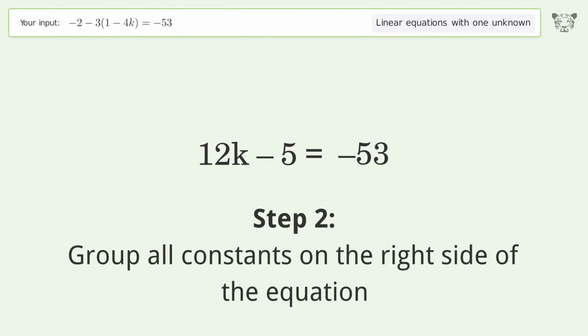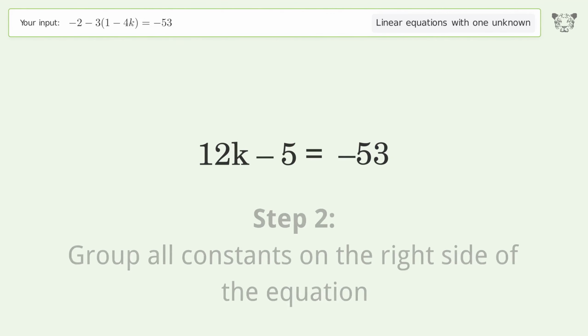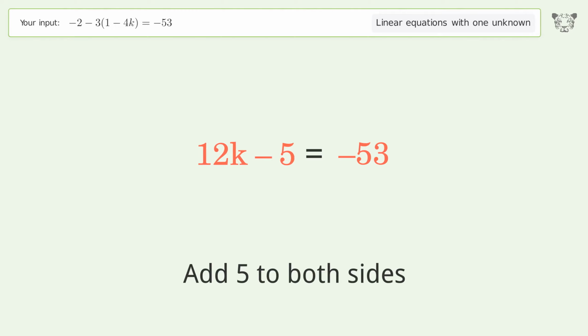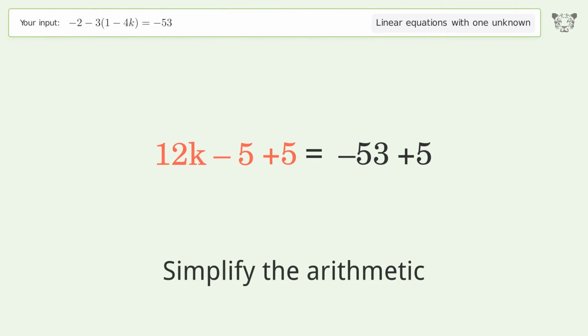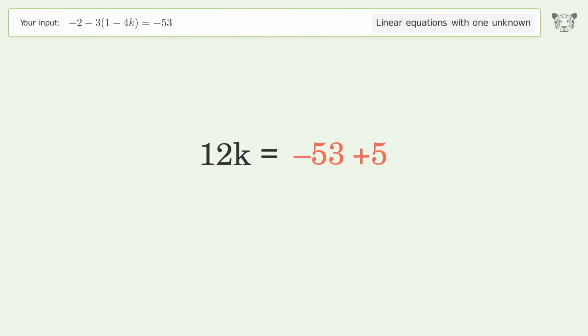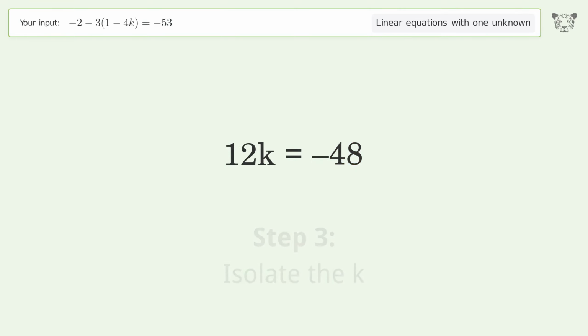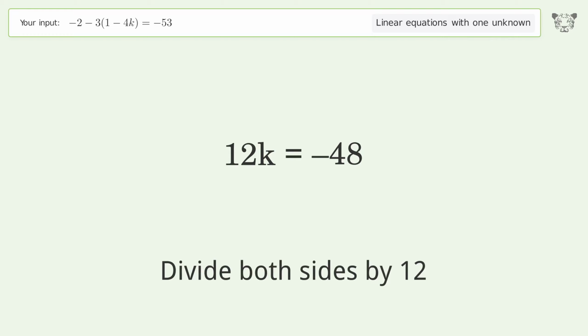Group all constants on the right side of the equation. Add 5 to both sides. Simplify the arithmetic. Isolate the k. Divide both sides by 12.